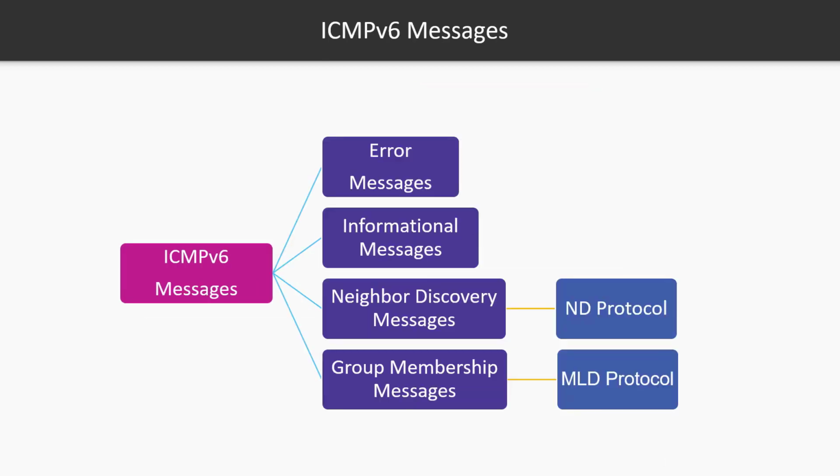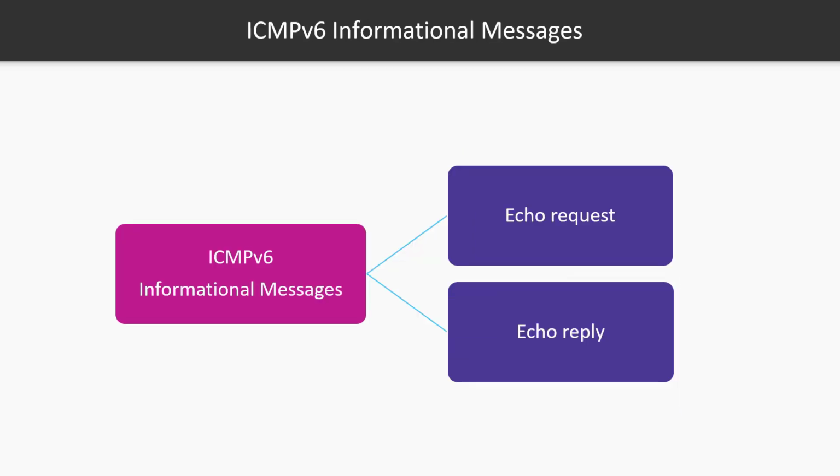Neighbor discovery messages are used for the neighbor discovery protocol. ND messages, or neighbor discovery messages, include router solicitation and router advertisement, neighbor solicitation, and neighbor advertisement. We will see that in the live example. Group membership messages have the MLD protocol, or multicast listener discovery messages, which are used by IPv6 enabled routers to discover hosts who are interested in multicasting packets. Informational messages, or diagnostic messages, are simply echo request and echo reply messages used by the ping utility.